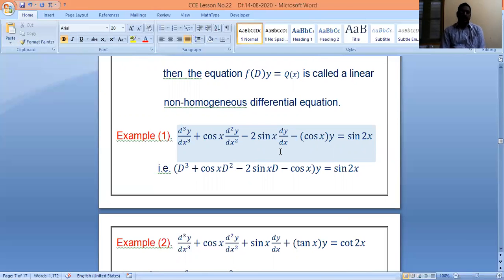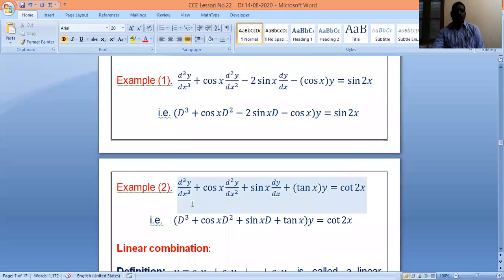That is, in the operator form, D^3 + cos x D^2 - 2 sin x D - cos x into y is equal to sin 2x. Example 2: d^3y/dx^3 + cos x d^2y/dx^2 + sin x dy/dx + tan x y is equal to cot 2x. That is, in the operator form, D^3 + cos x D^2 + sin x D + tan x into y is equal to cot 2x.